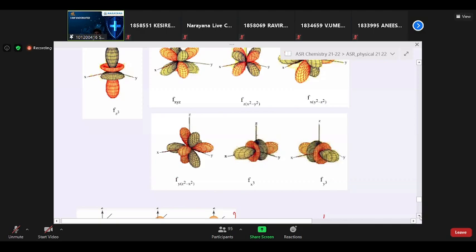In the left side picture drawing, for px we represent the lobe signs positive and negative, for py positive and negative, and for pz positive and negative. Along the x-axis, we should take positive x and negative x.